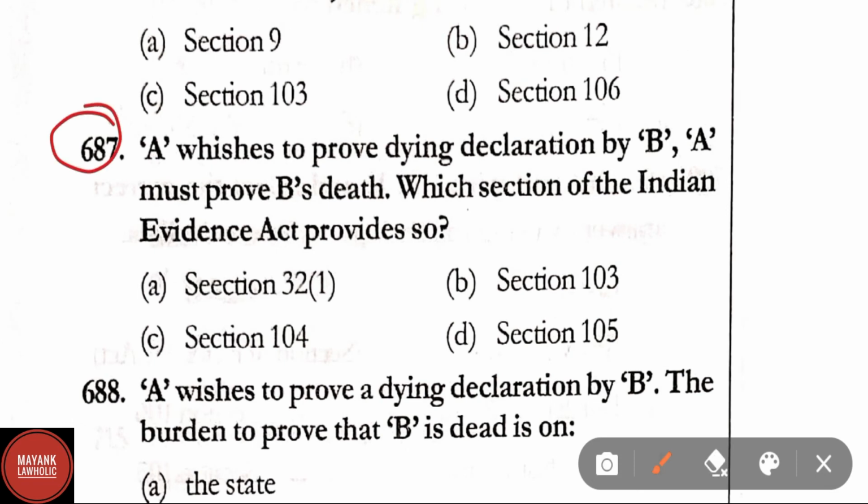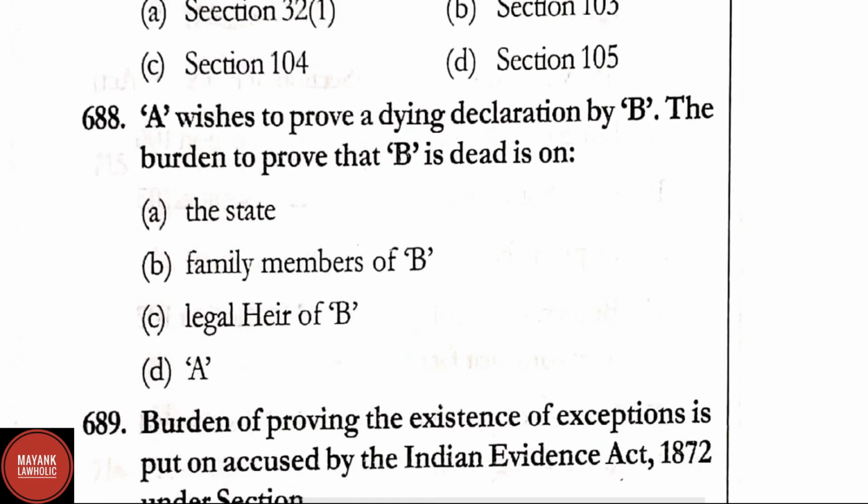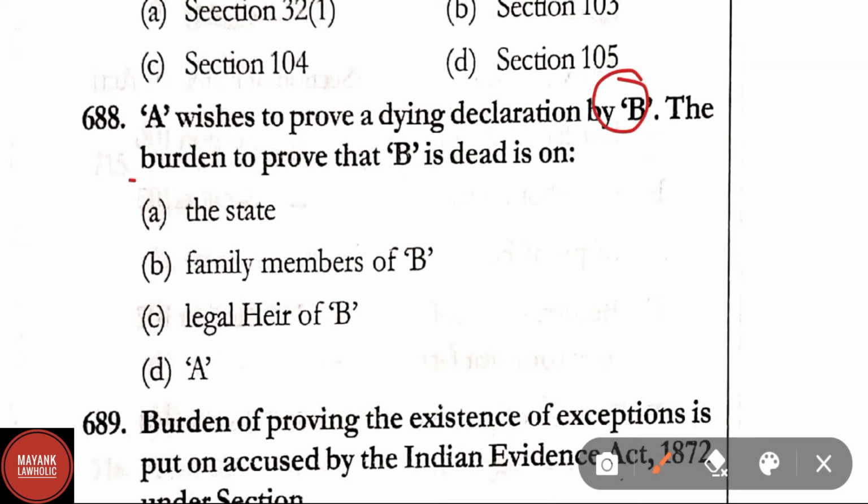Question number 687. A wishes to prove a dying declaration by B. A must prove B's death. Which section of the Indian Evidence Act provides so? Correct answer is option C, that is section 104 of the Indian Evidence Act. Question number 688. A wishes to prove a dying declaration by B. The burden of proof that B is dead is on A.